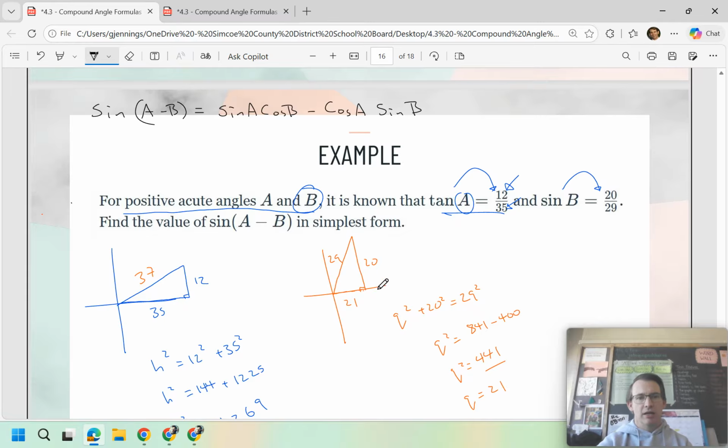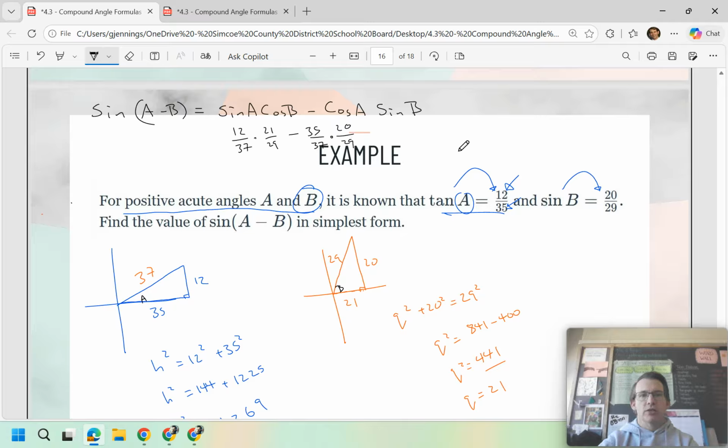So here is A, and here is B, so let's label our triangles. Sine A is 12 over 37. Cosine of B is 21 over 29. And we're going to subtract that from cosine of A, which is, no, it's not 12 over 37, it's 35 over 37. And then sine B is from down here, 20 over 29.